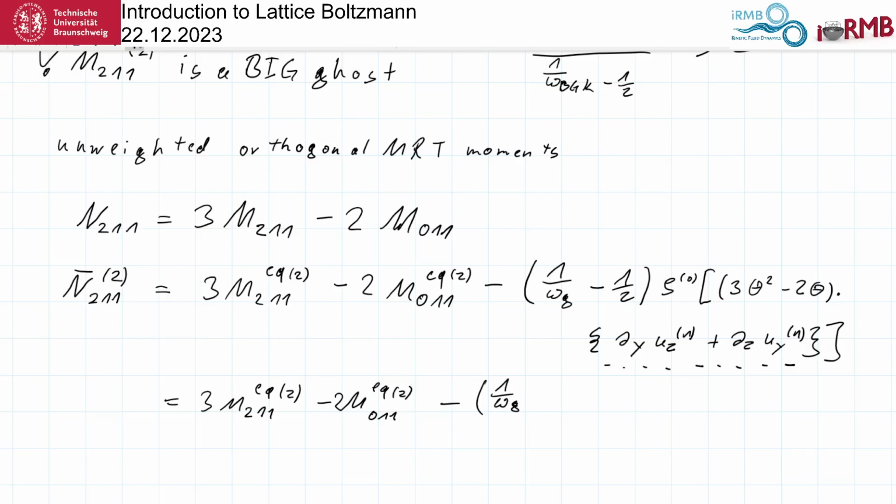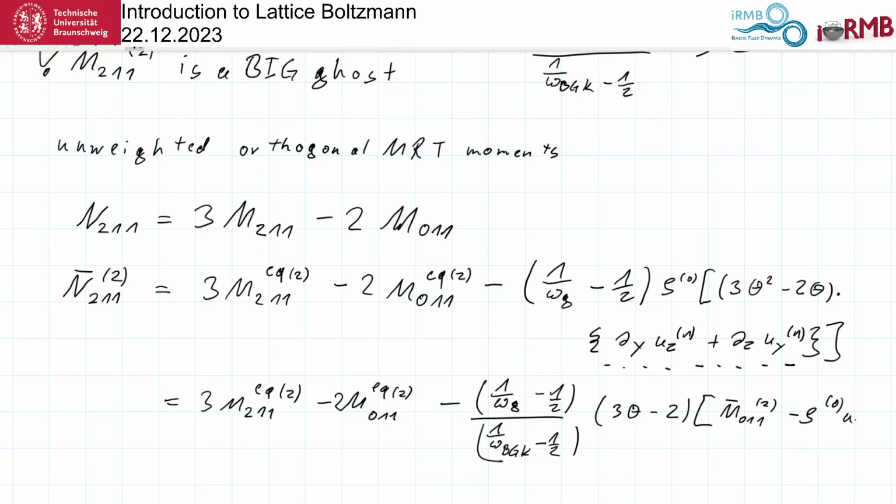Yeah, 1 over omega g minus 1/2, 1 over omega bgk minus 1/2, and this goes into 3 theta minus 2, and this is M011 to second order minus rho 0 u y. So this is the equilibrium of the guy. Okay, so this is just taking out the equilibrium.